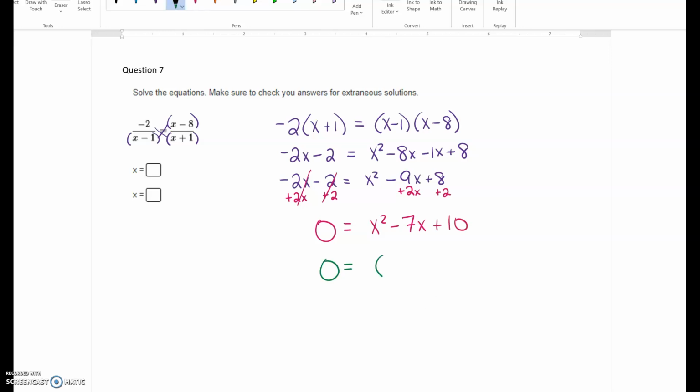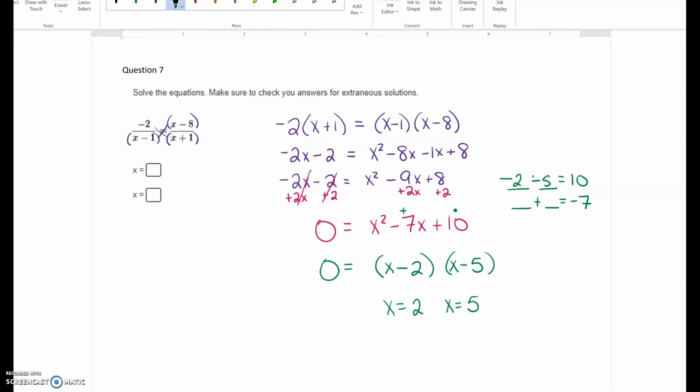Now we need to factor. We're looking for two numbers that multiply to give us 10 and add up to -7. If you need to do blanks to figure this out, that's totally fine. So for 10, we can do 1 times 10 or 2 times 5. 2 times 5 is positive 10, but 2 plus 5 would be positive 7. So it needs to be -2 and -5. x minus 2 and x minus 5. This means our solutions are positive 2 and positive 5.